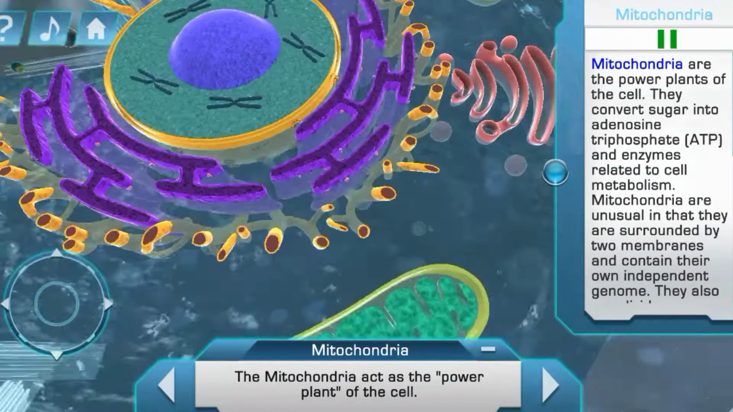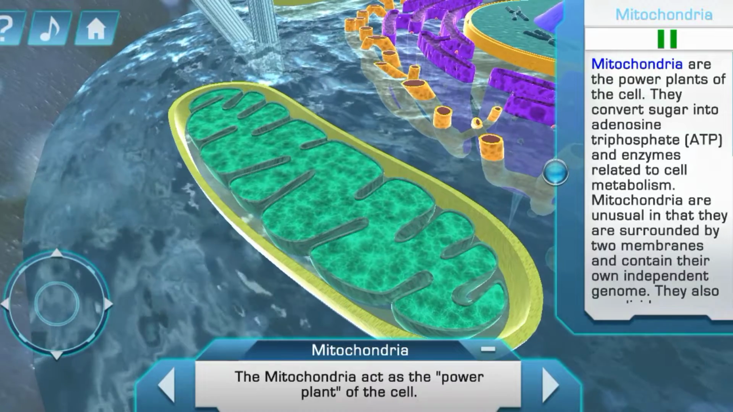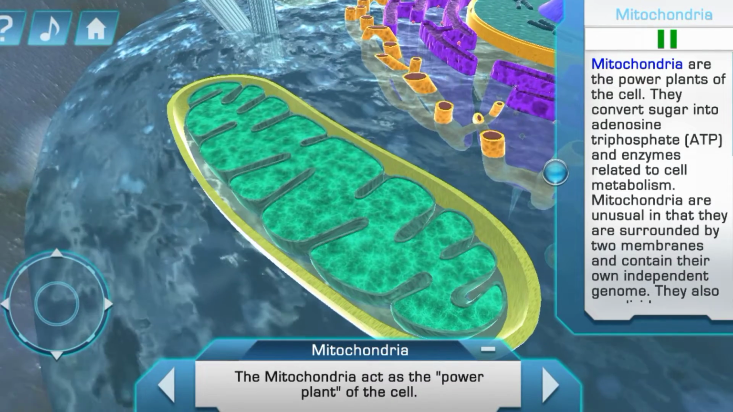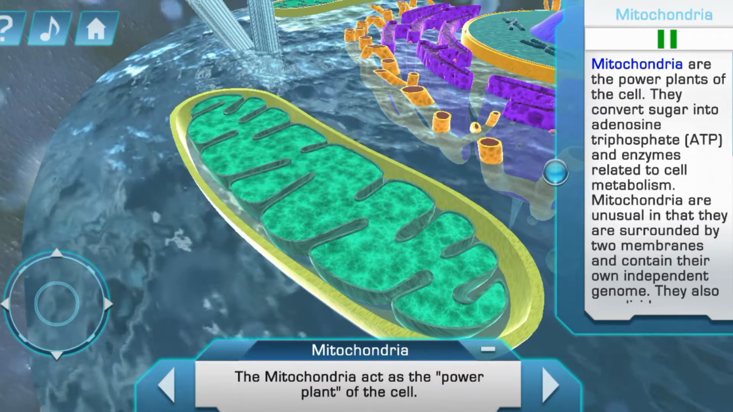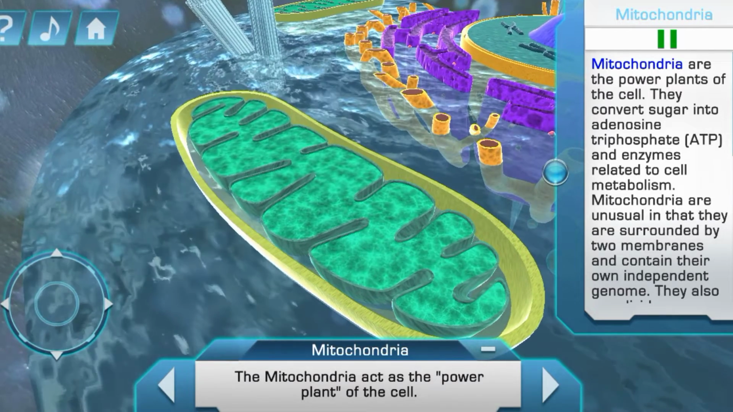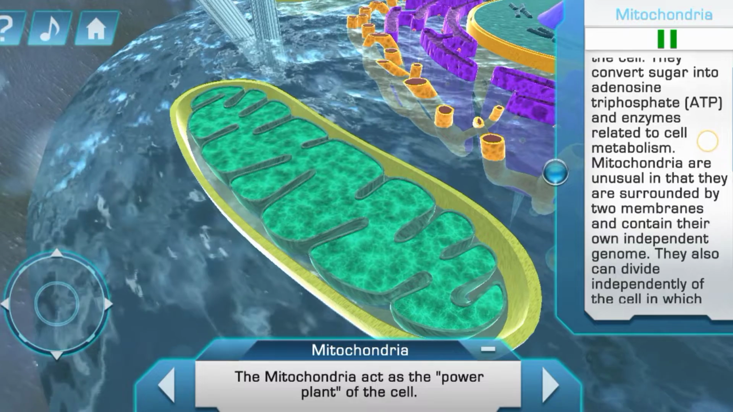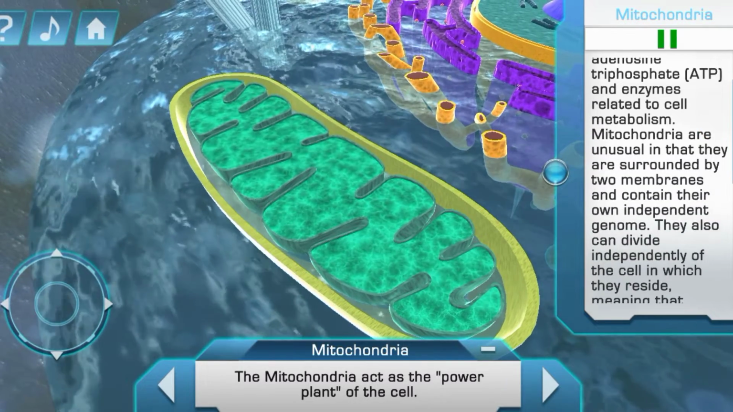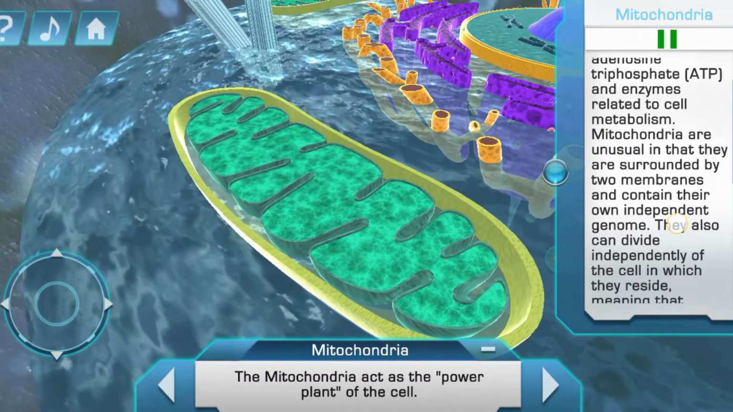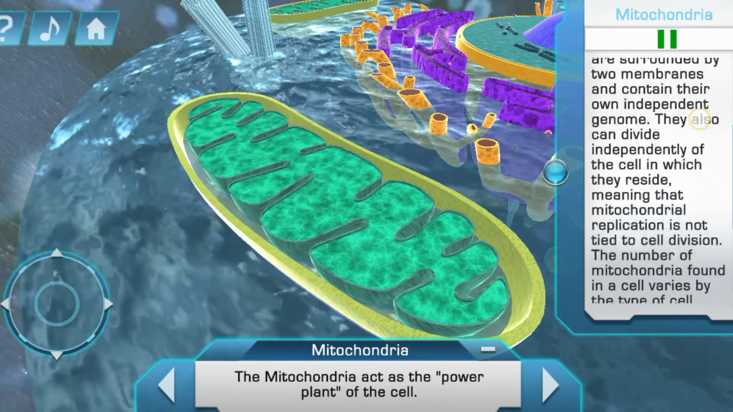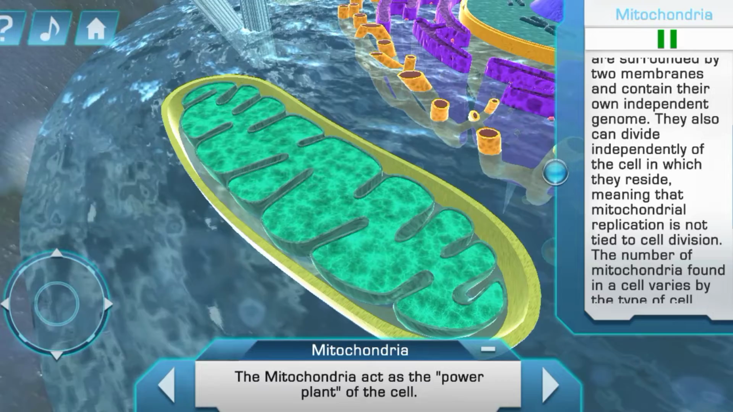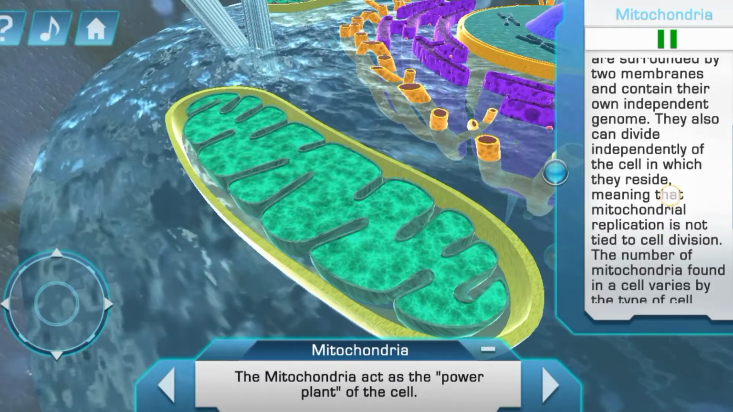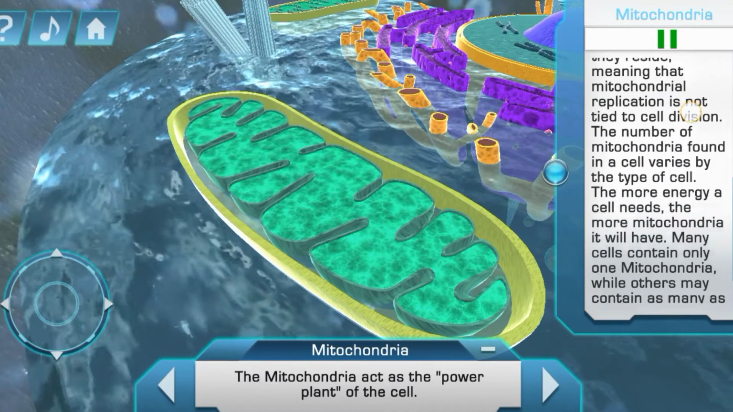Mitochondria are the power plants of the cell. They convert sugar into ATP and enzymes related to cell metabolism. Mitochondria are unusual in that they are surrounded by two membranes and contain their own independent genome. They also can divide independently of the cell in which they reside, meaning that mitochondrial replication is not tied to cell division. The number of mitochondria found in a cell varies by the type of cell.